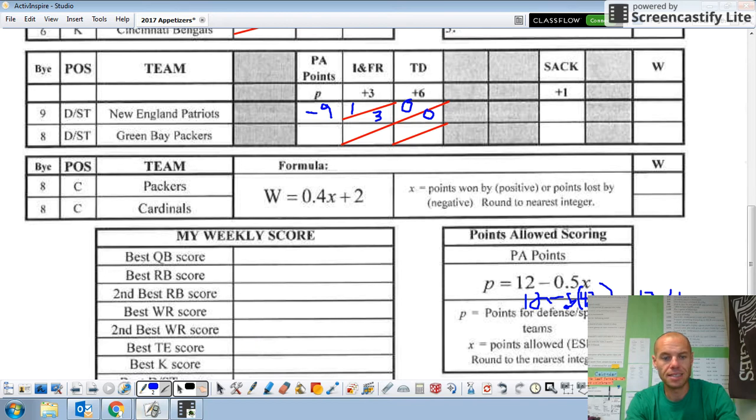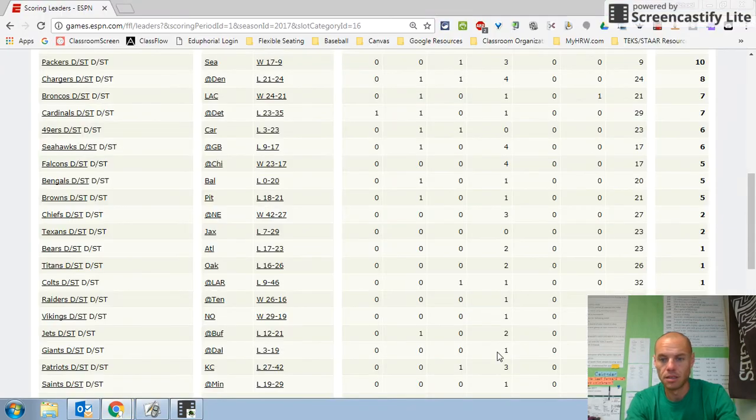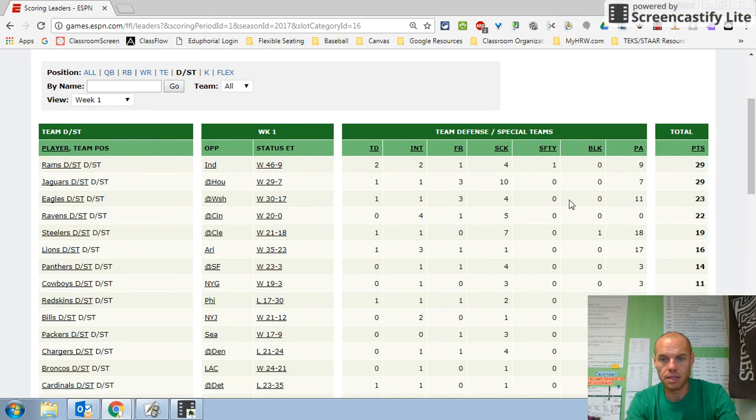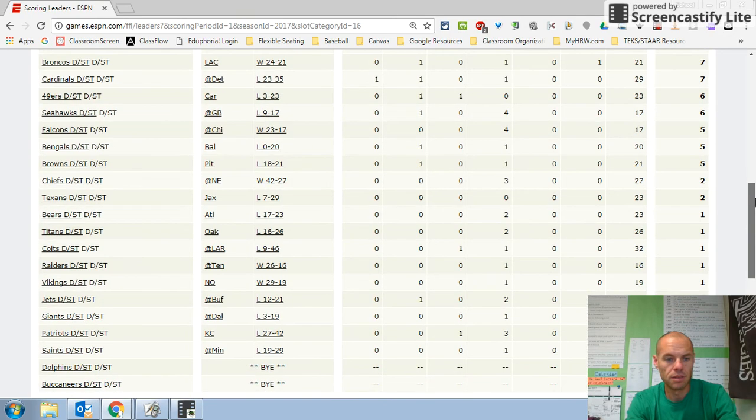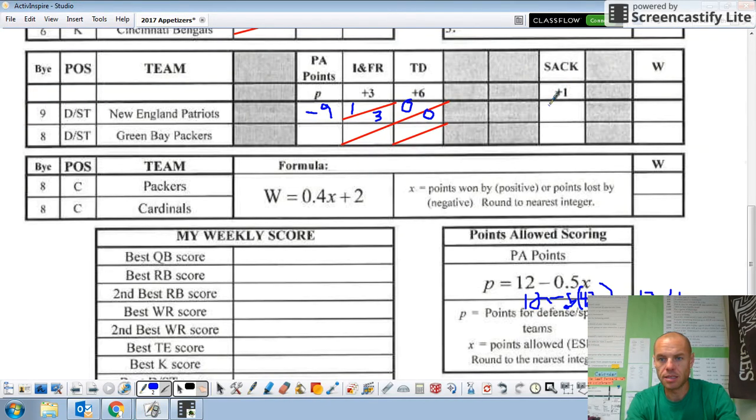And then let's see how many sacks my defense had. The sacks are in the fourth column. So I scroll down. Patriots, 1, 2, 3, 4. There are 3 there. Every sack is a point, so I just put a 3. So I had -9 plus 3 plus 0 plus 3, for a sum of -3.